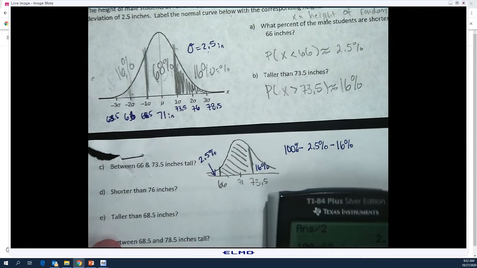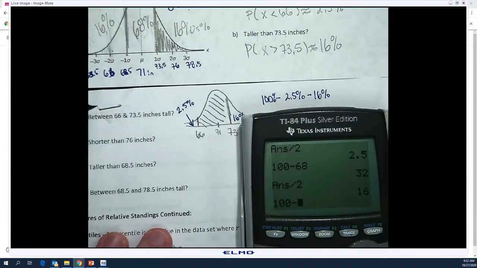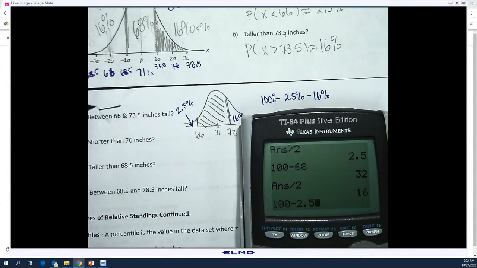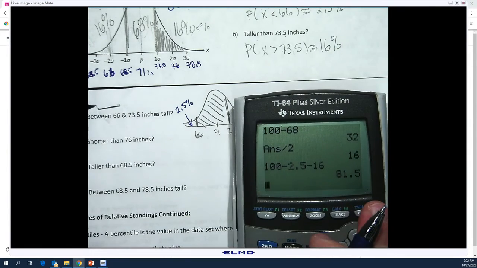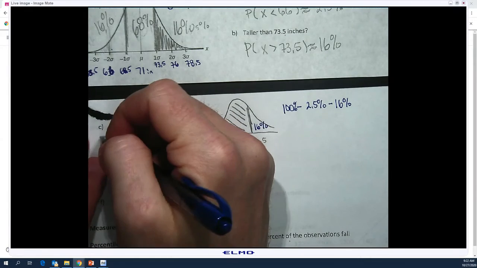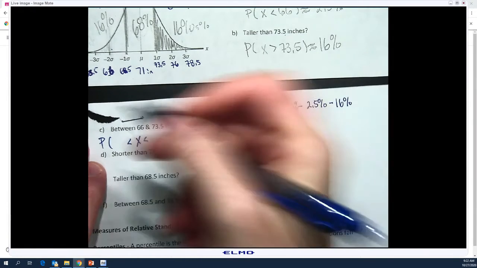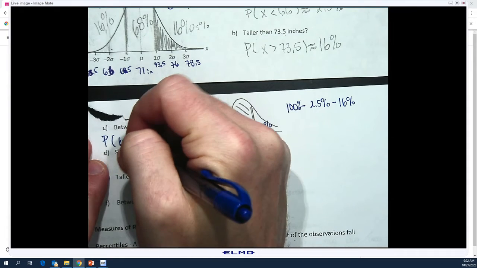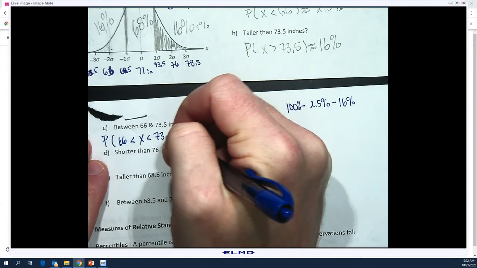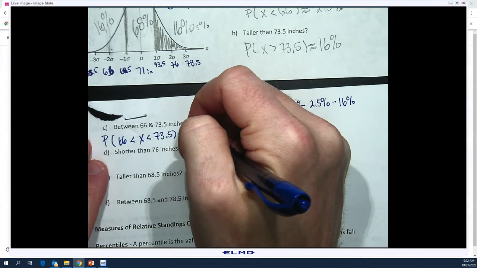So let's do 100 minus 2.5 minus 16. So it's 81.5. And so it's telling us that the probability that the height of a random person, or height of the people, is going to be between these is apparently 81.5%.